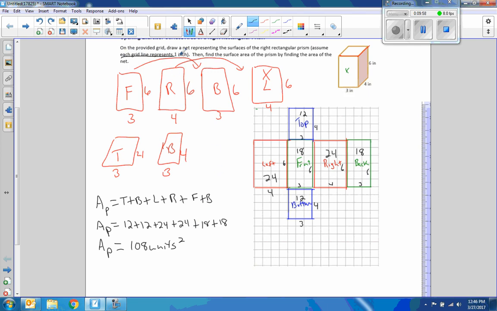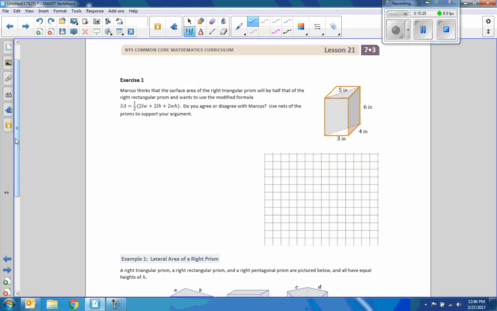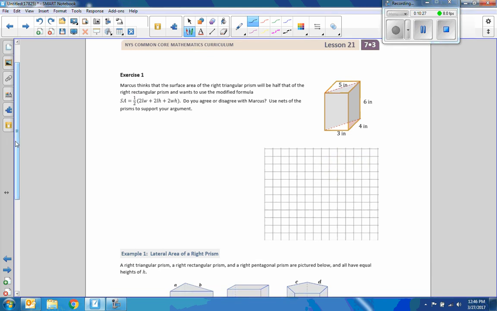It says assume each grid line represents 1 inch. So now I'm going to change my answer. Notice every time I finish a problem, I go back and read the question, and they told us that it was an inch. So my answer is not units squared, it is inches squared. So the area of that prism is 108 square inches. Okay, exercise 1. Exercise means it's your turn. Pause the video, see if you can do this, come back and we'll check your answers.